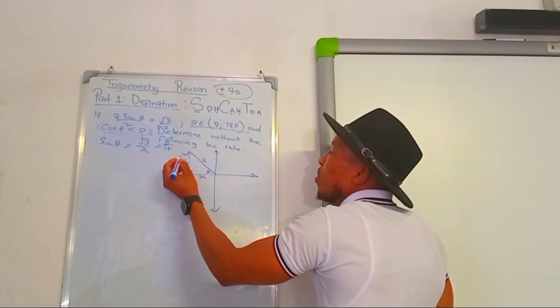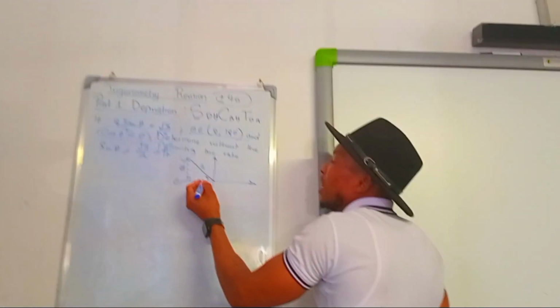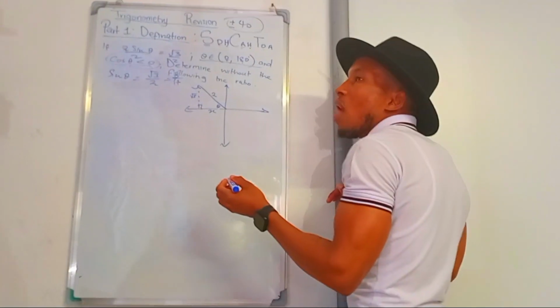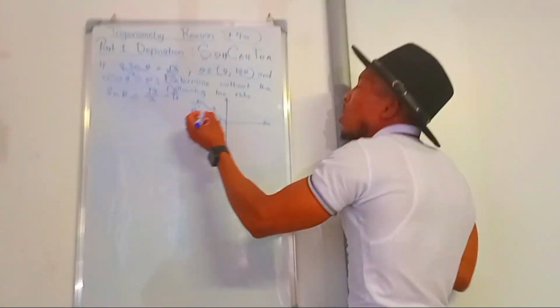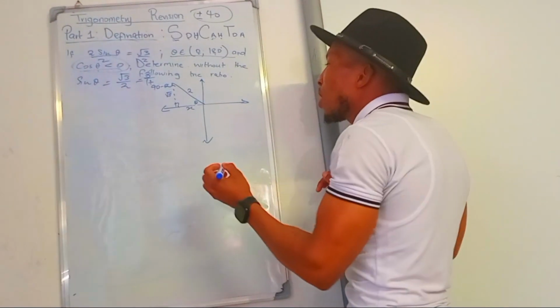Then since here we don't have the amount of this angle, what are we going to do? We normally say that this angle plus this angle must give you what? 90 degrees. Therefore, that's why we normally say this angle is going to be 90 minus theta. Okay, let's go.